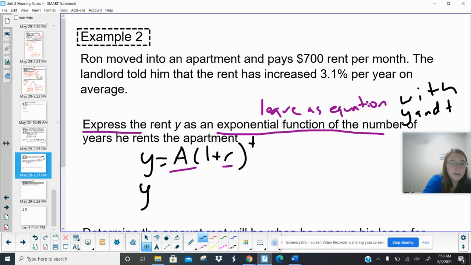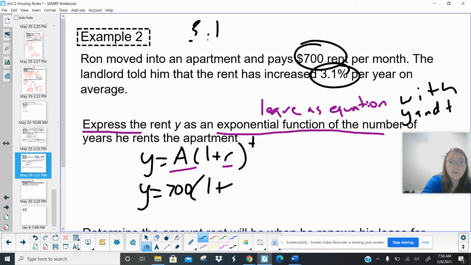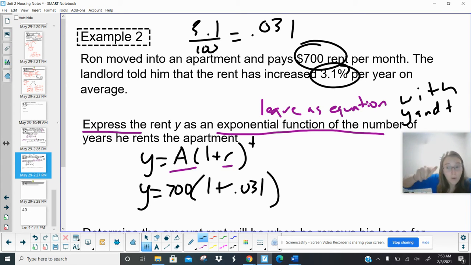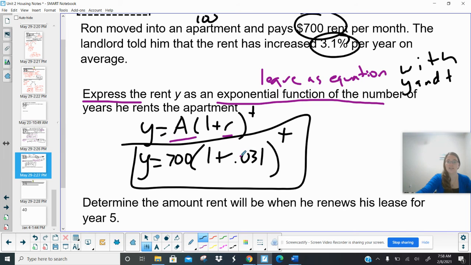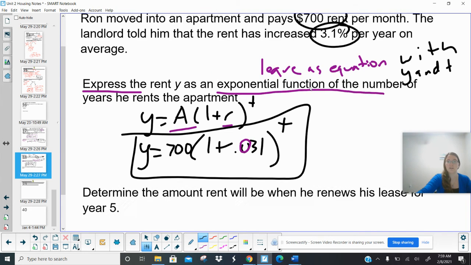Okay, so y stays put. Our A is the $700, that's the initial rent. Now, careful with this again, 3.1, guys, divided by 100 every single time is 0.031. Don't make that mistake, it's a common mistake. 0.31 is 31%, so be careful. And then t, because what this question is asking us is create an equation that can estimate the rent after a certain number of years. So we want to be able to plug into this to get a different variable. So there's your answer, you just leave it like that, if it says express as a function.